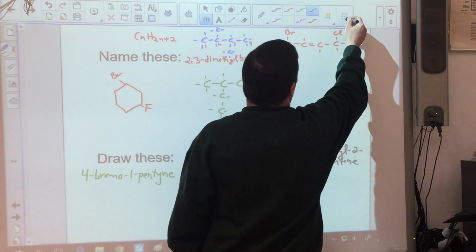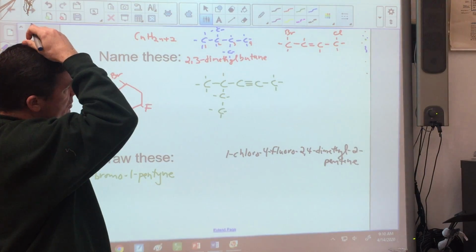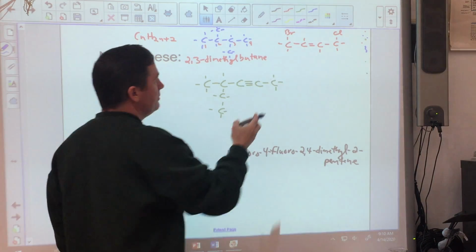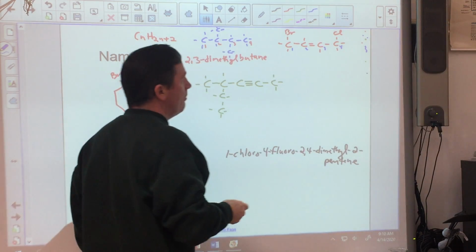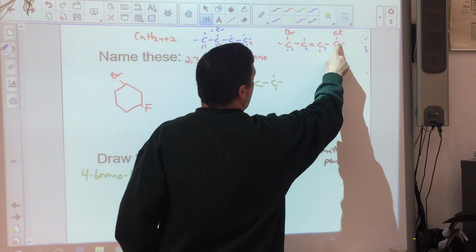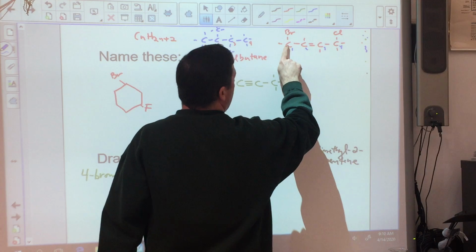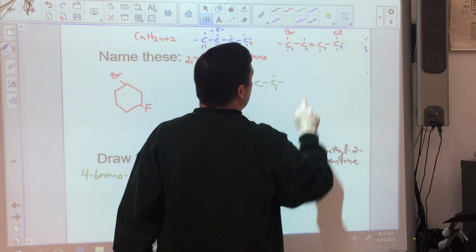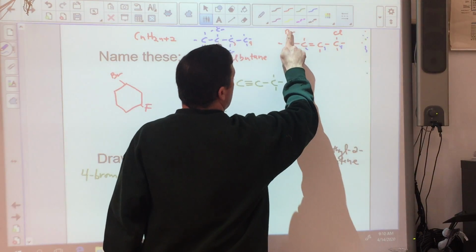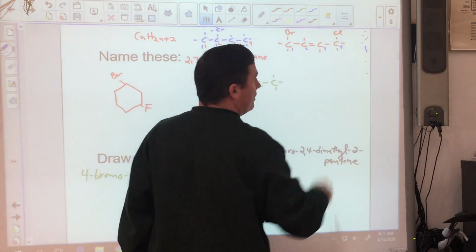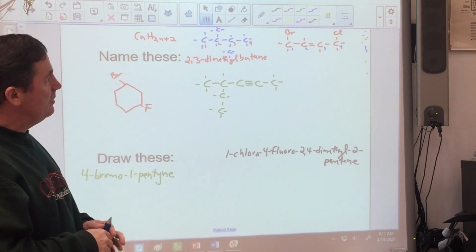So since it's in the middle, I'm going to start from left to right. I'm going to number 1, 2, 3, 4. Now I could start over here, 1, 2. It's on the second carbon going that way. I could start it from here, 1, 2. Second carbon has the double bond. In this case, I'm going to go from left to right because bromine is lower alphabetically than chlorine. So I'm going to use both of those rules. So B comes before C.